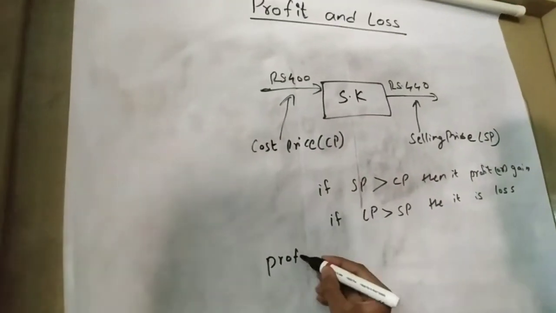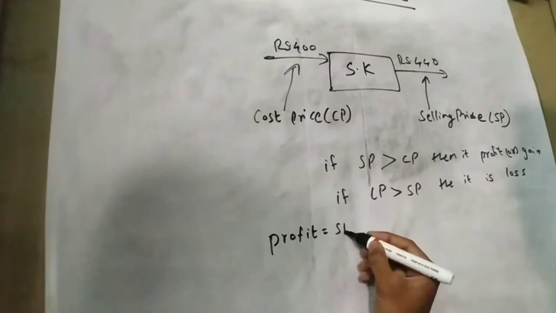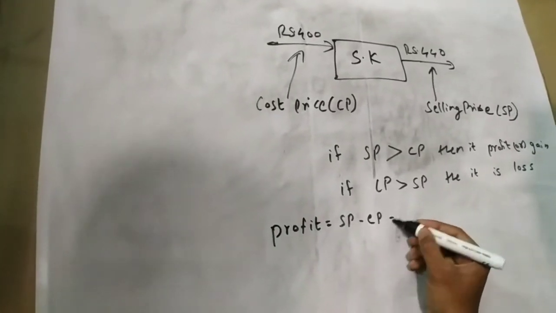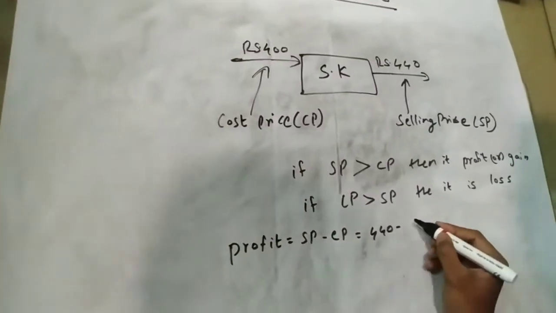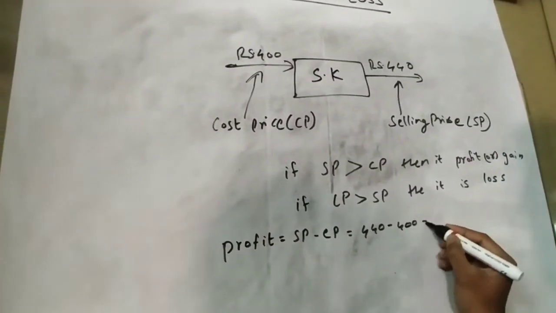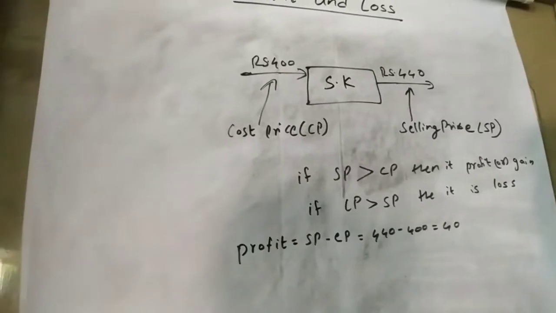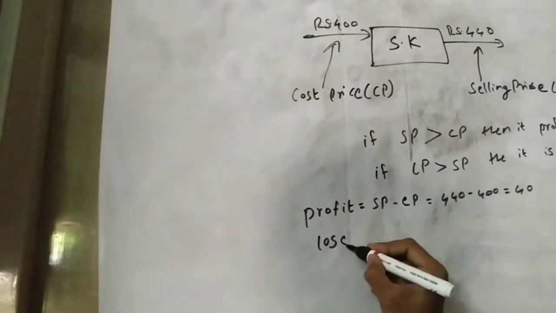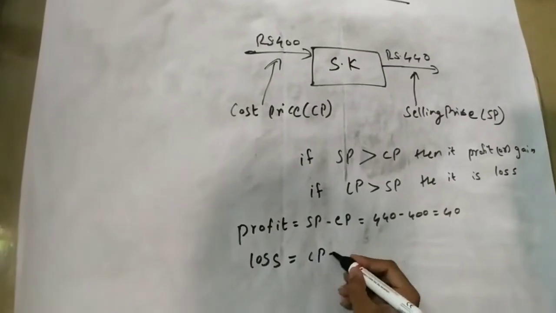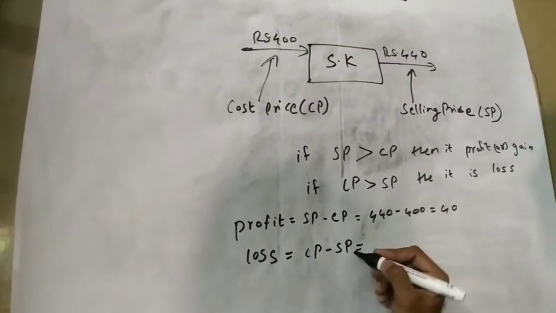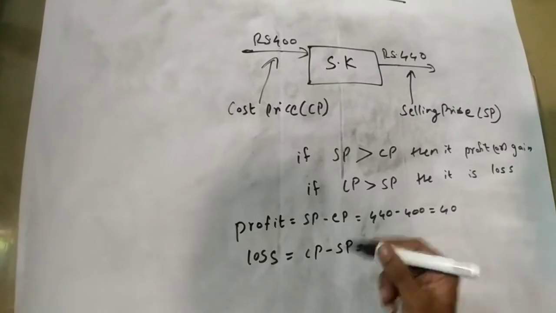For profit, the formula is SP minus CP. So for this product, we got a profit worth 440 minus 400, that is equal to 40 rupees. For loss, we know that always CP will be greater. So CP minus SP. This is for the loss.